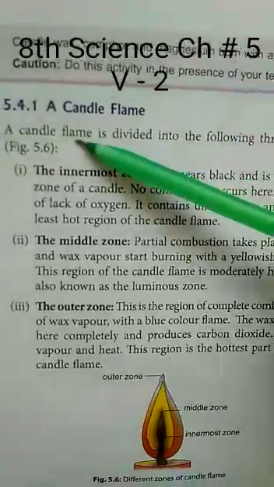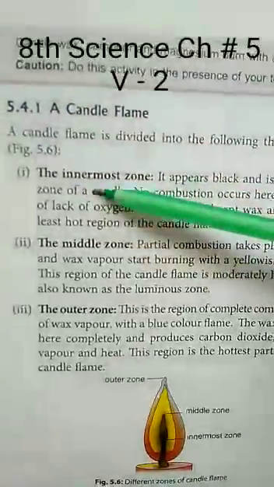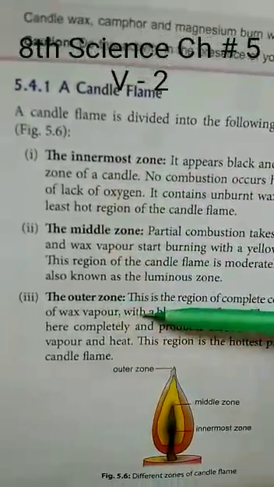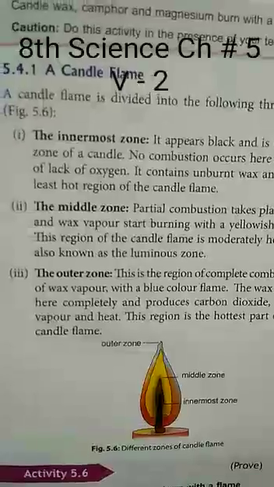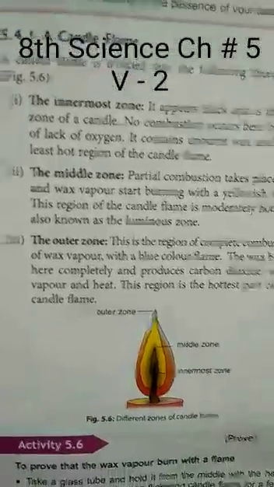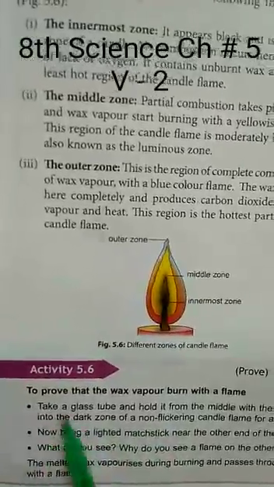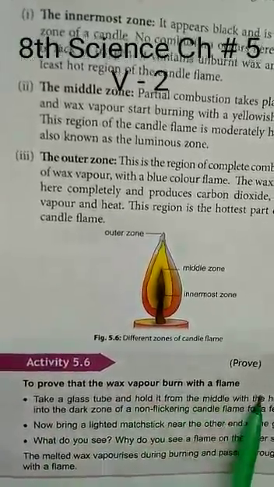Now students, we have understood the candle flame, right? Three types of zone are there. One is innermost, middle zone and the outer zone. Now we will discuss these three zones through this activity. So first is given activity 5.6, to prove that the wax paper burns with a flame.